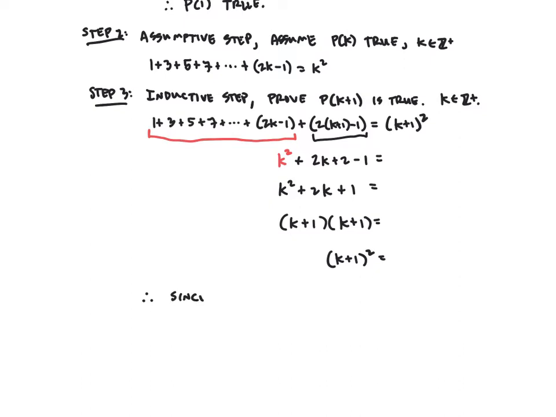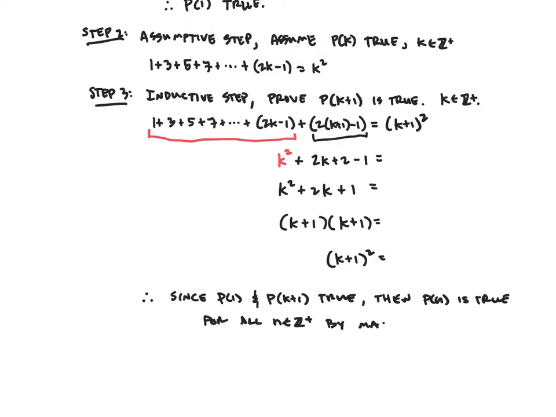Since P of 1 is true and P of k plus 1 is true, then P of n is true for all n in Z plus by math induction. All right, there you have it. That's your first math induction problem. Let's look at another.